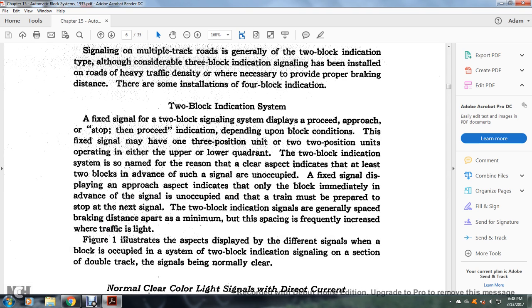2-block indication. A fixed signal in the 2-block signal system displays proceed, approach, or stop then proceed indication, depending on the block condition. This fixed signal may have a 3-position unit or two 2-position units operating in the upper or lower quadrant.